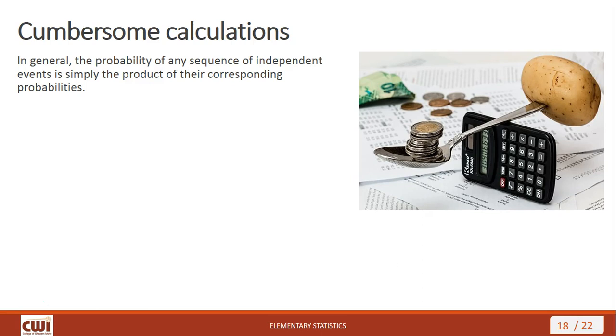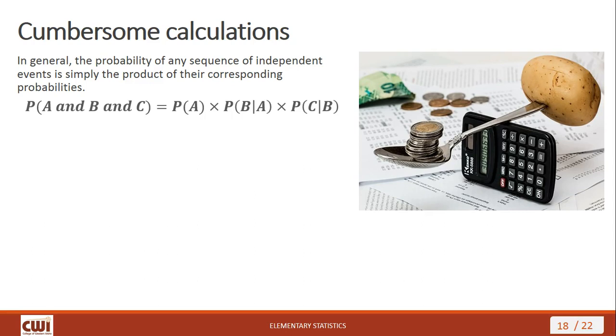In general, the probability of any sequence of events is simply the product of their corresponding probabilities. We're just using the multiplication rule to multiply stuff together. So if we have 3 events that we want to put together, the probability of A and B and C occurring is the probability of A times the probability of B given A times the probability of C given B, and so on and so forth for as many events as we want to calculate together.